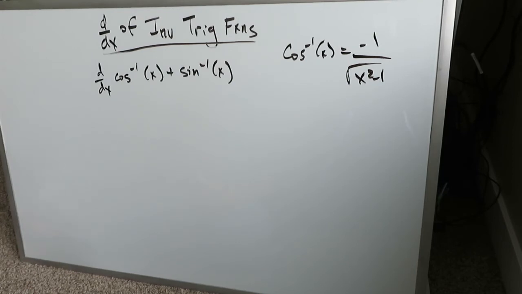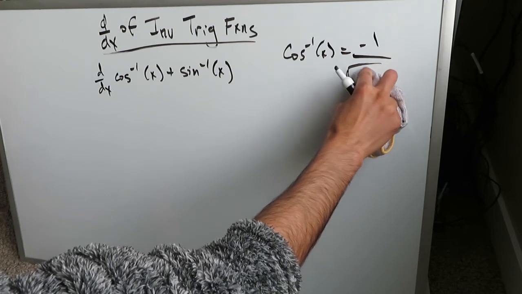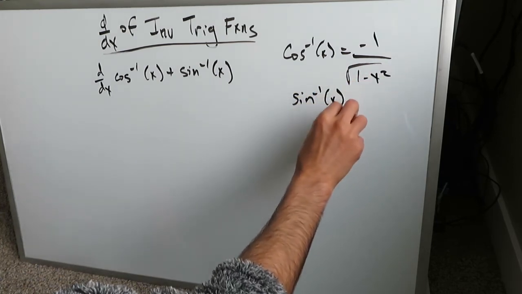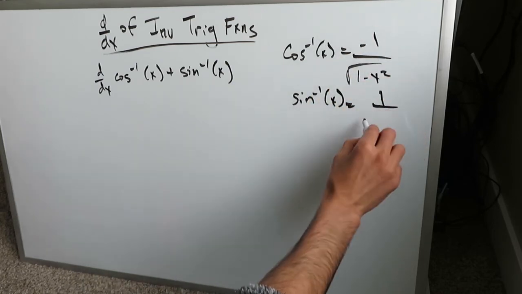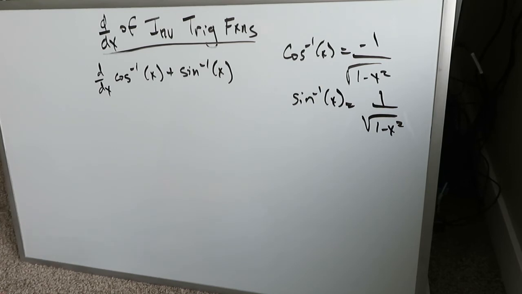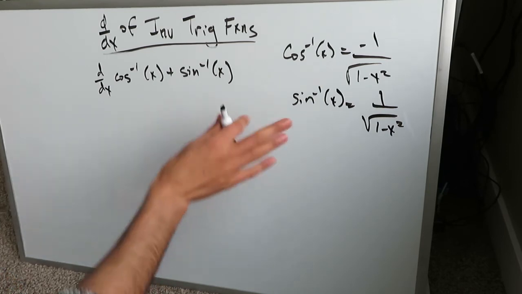Let me bring out my cheat sheet over here. It's 1 minus x squared. And then the derivative of the inverse sine is just the same except it's a positive 1 over 1 minus x squared. Now these are mentally confusing to remember, therefore I never bothered remembering them. But let's plug these in over here.